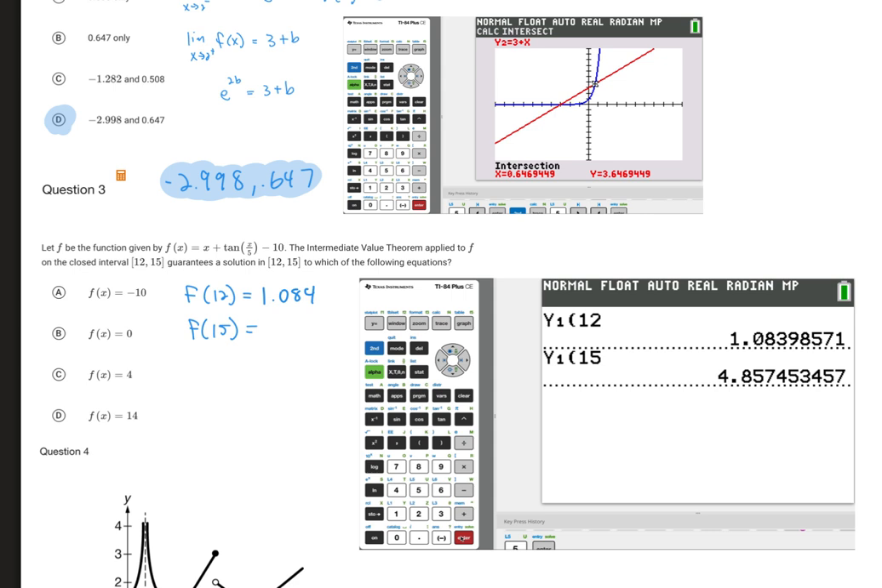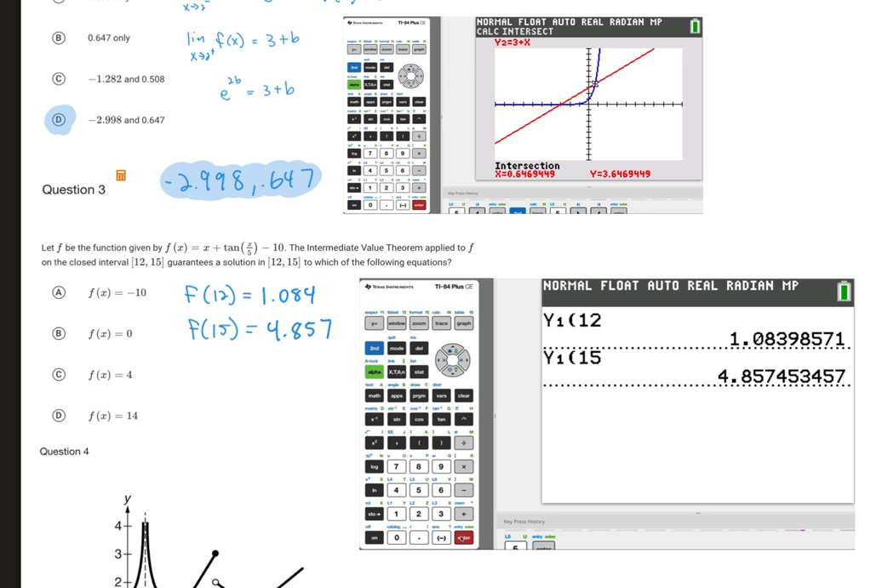I should be better about it, we should really round to the thousandths just for practice, but the other one is 4.857. Okay, so by the intermediate value theorem, on the interval from 12 to 15, between that x value and that x value, somewhere on that interval, the function has to equal or pass through every y value in between this and this. So notice the only y value that's in between those is 4. So 4 is the only number that's guaranteed to be a solution.